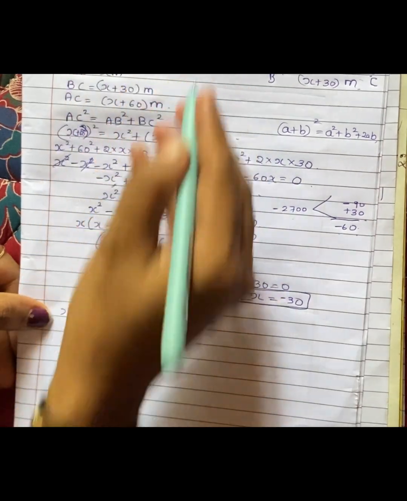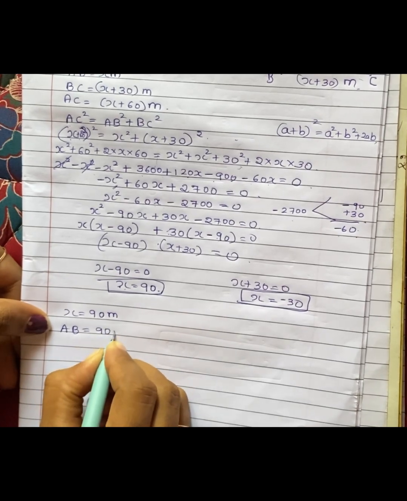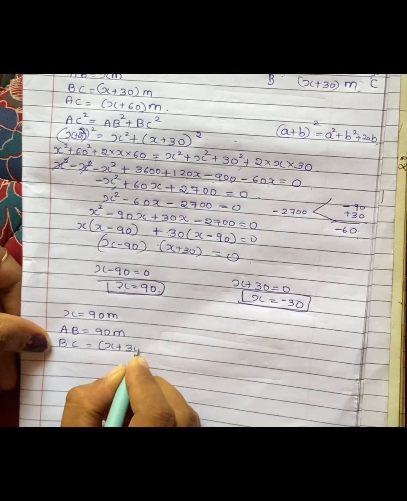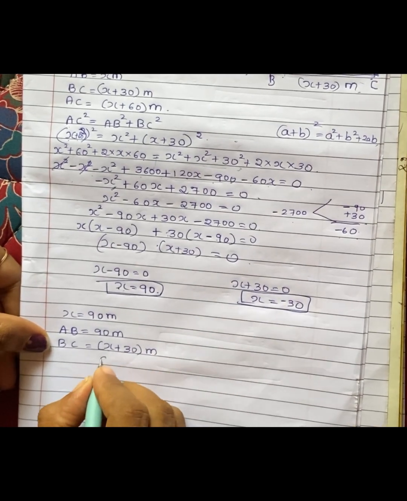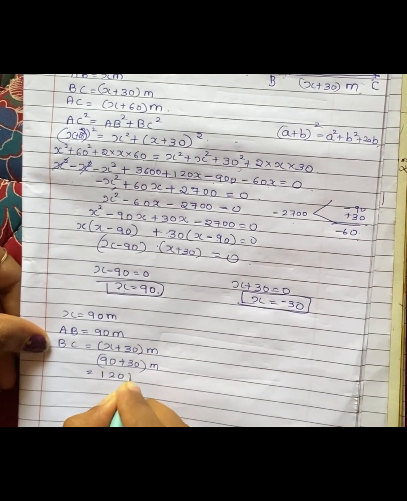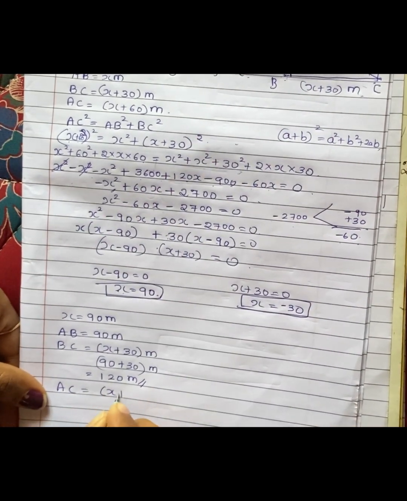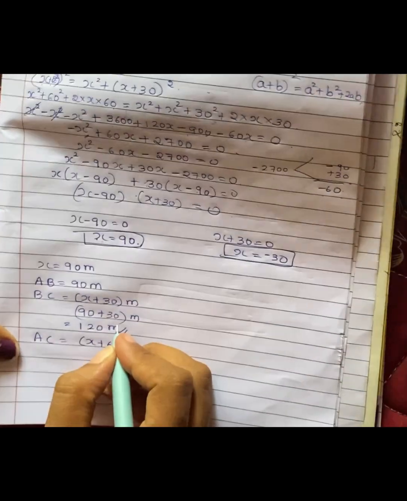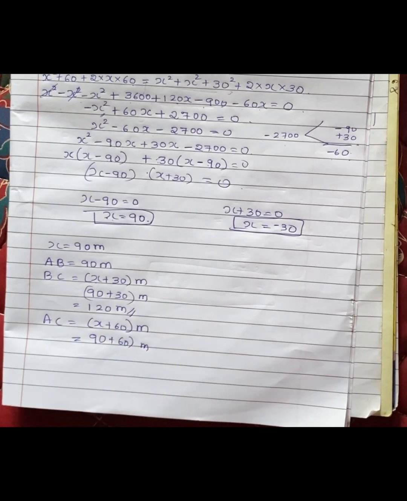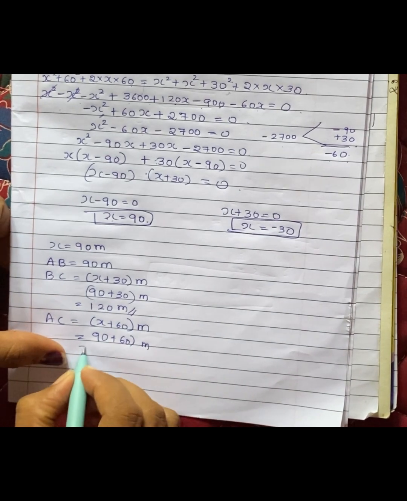So now we know the shorter side is 90 meters. That means AB is 90 meters. Then BC is x plus 30 meters, whereas x is 90, plus 30, that is 120 meters. The next side is the diagonal, that is AC, x plus 60 meters, whereas x is 90, plus 60, so we have the value 150 meters.